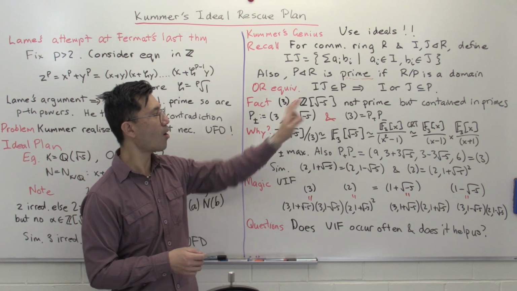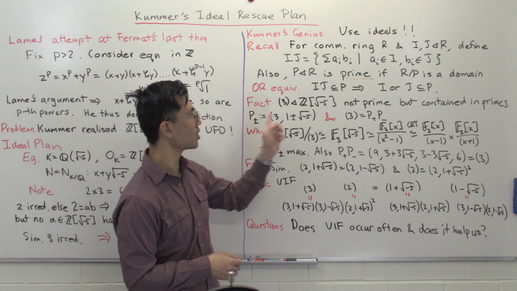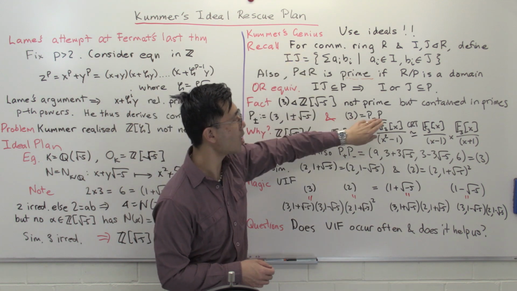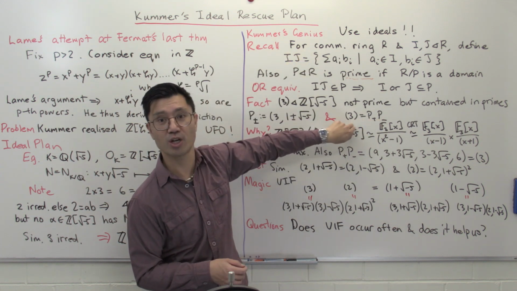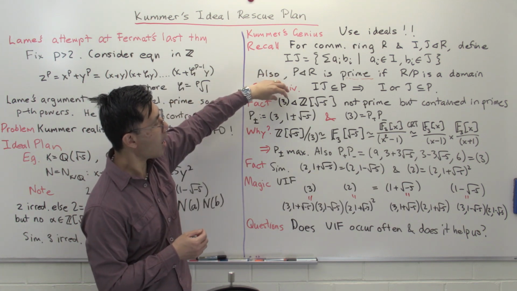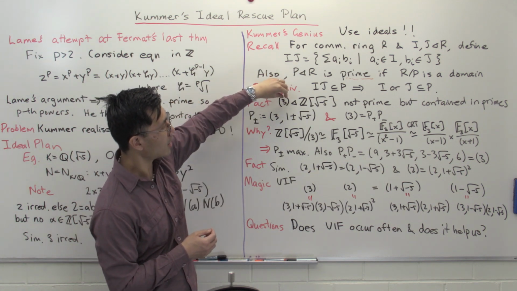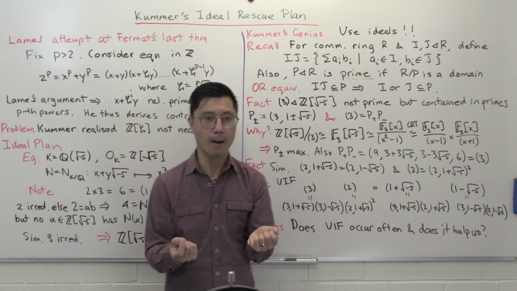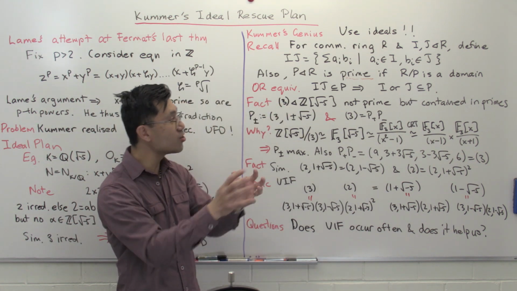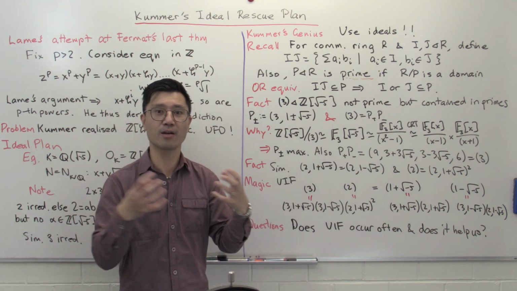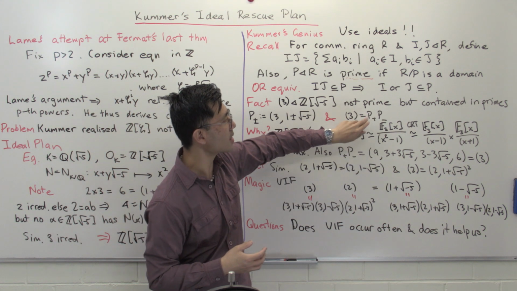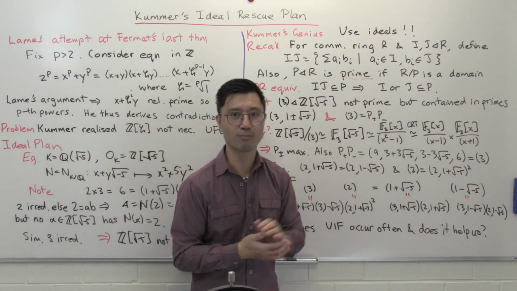Further, if you multiply these 2 ideals together, P plus times P minus, you get the ideal generated by 3. So in other words, this 3 is not prime. It's irreducible, but in the setting of ideals you can factor it. So it's no longer irreducible in this sense. It's reducible in the sense that you can write it as a product of primes.